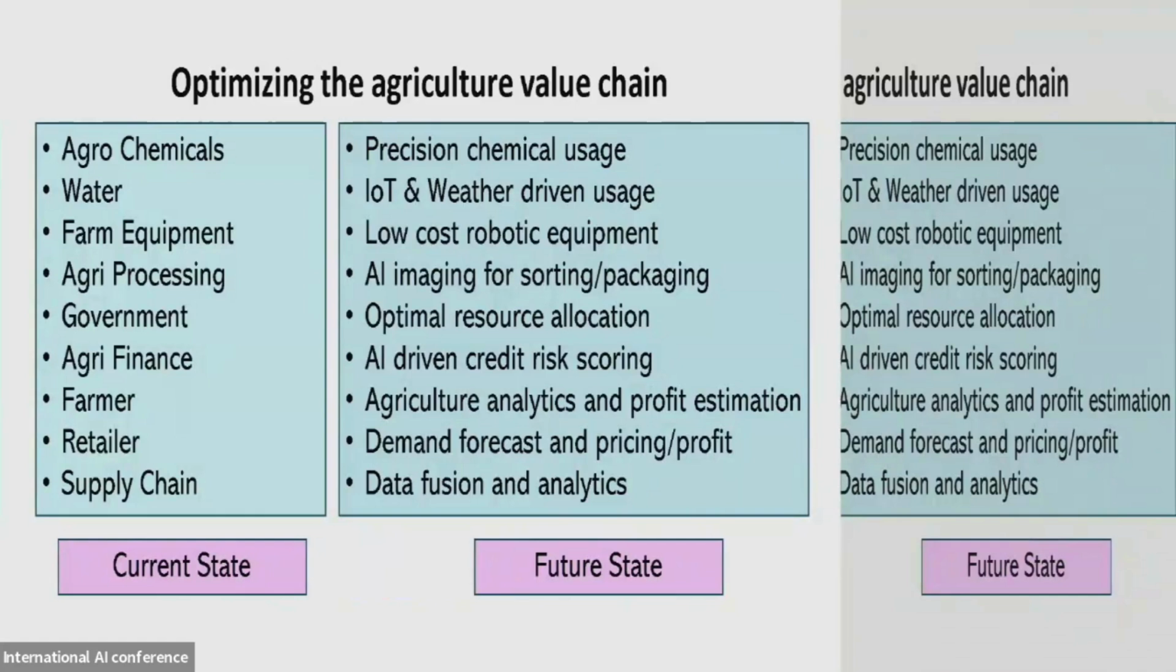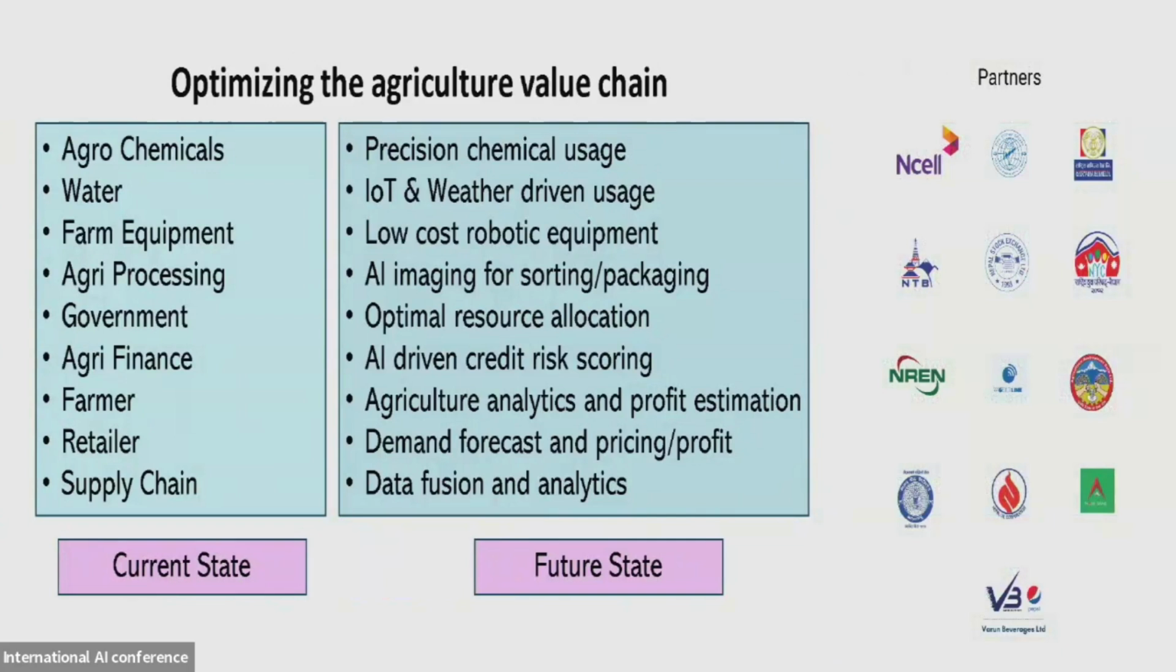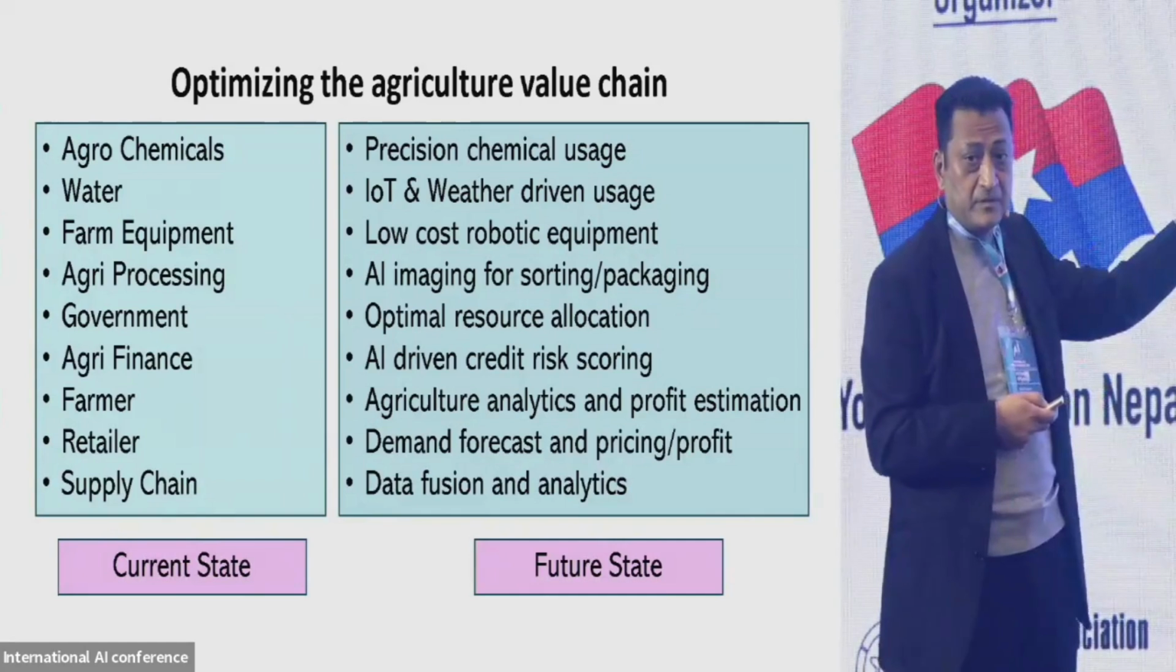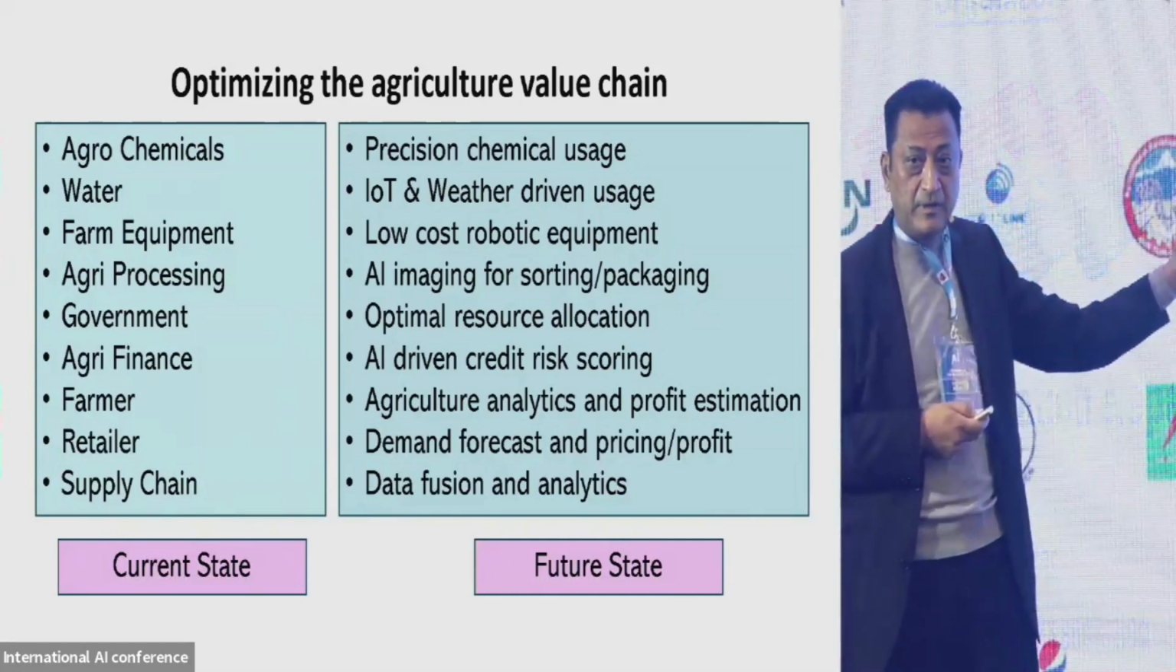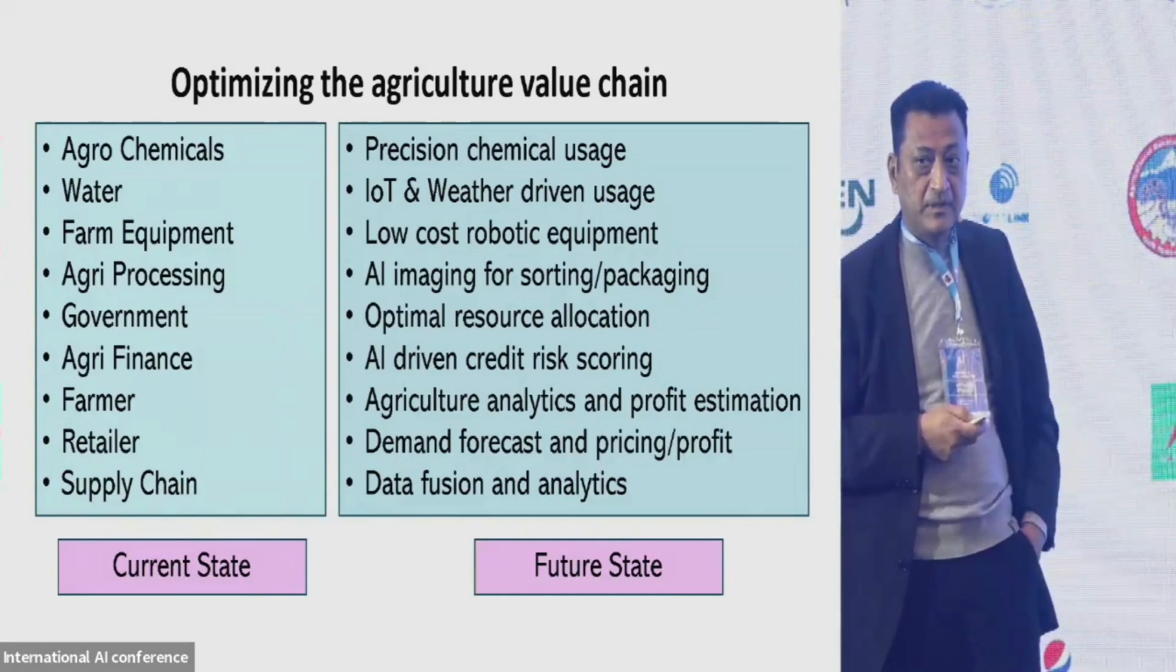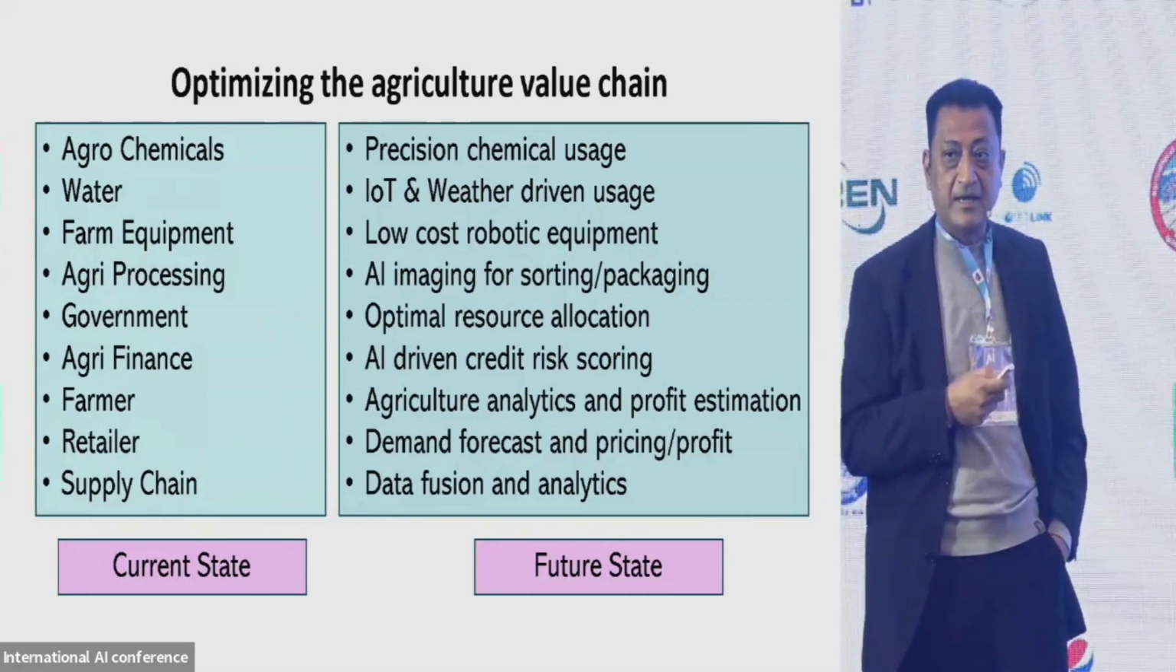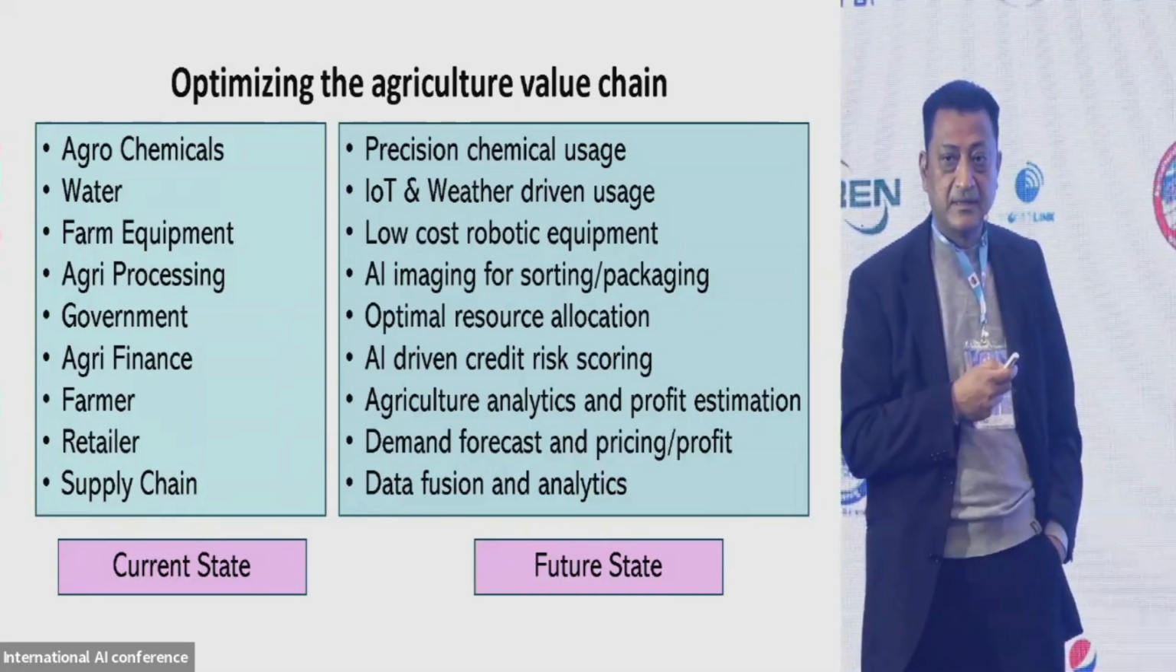So if you look at the value chain, the entire value chain for the agricultural industry, we can see that, in our current state, we have the agrochemicals, we have the water, we have the farm equipment, agri-processing, government, agri-finance, the farmer, the retailer, and the supply chain. So this is how this is broken down at this point in time. And the question is, how can AI get into this, right?